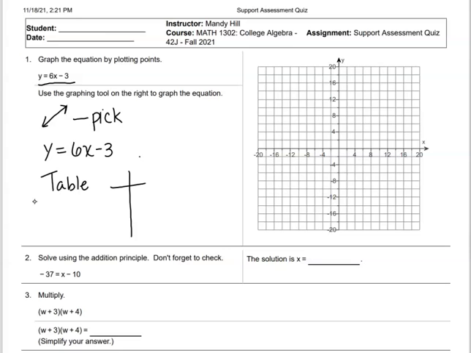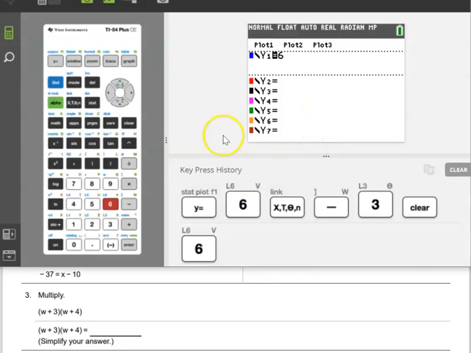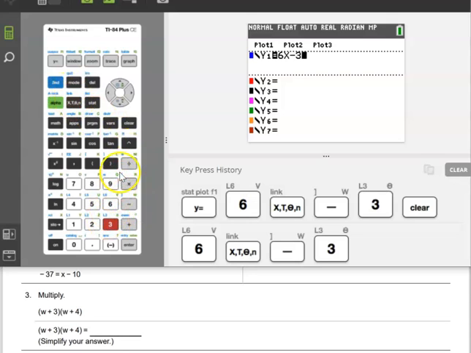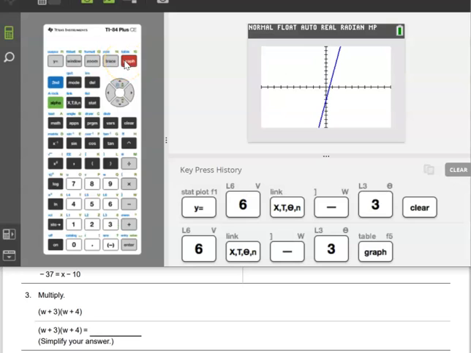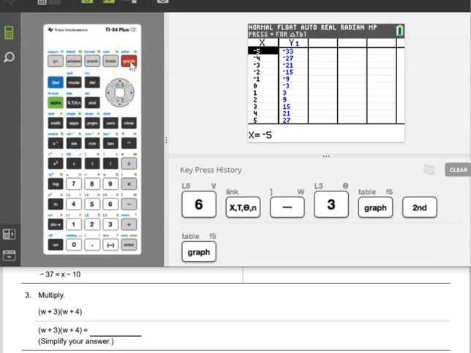The next thing you're going to want to do is go to your graphing calculator and type in y equals 6x minus 3 and find some points on the table that you can use for x and y. So I'm typing in y equals 6x minus 3. I'm going to hit graph just to look at it. Looks like it's pretty steep there. Then I'm going to hit second graph to figure out a couple of points.